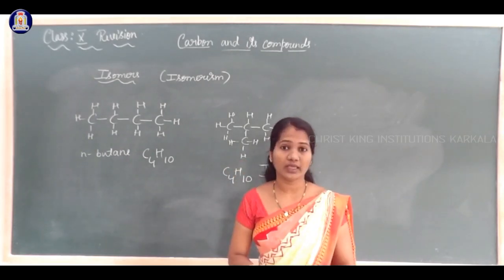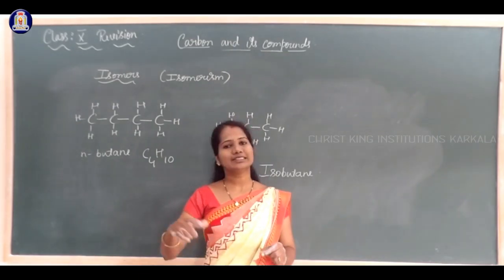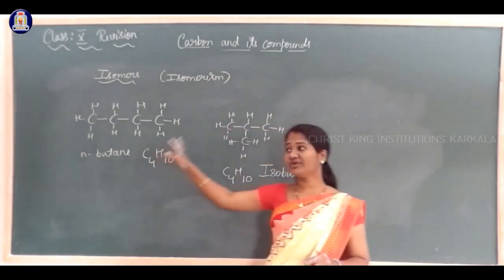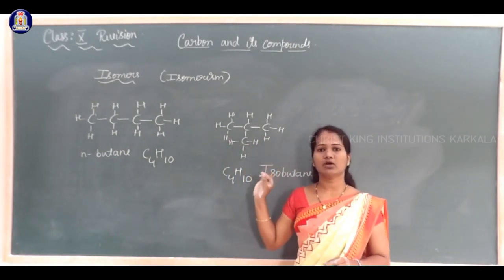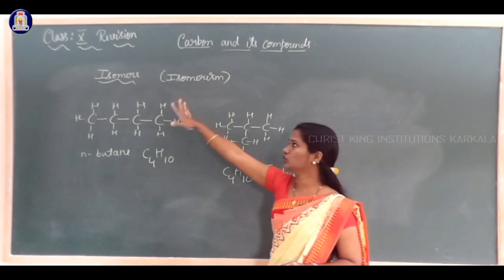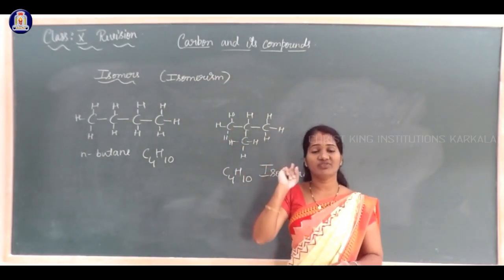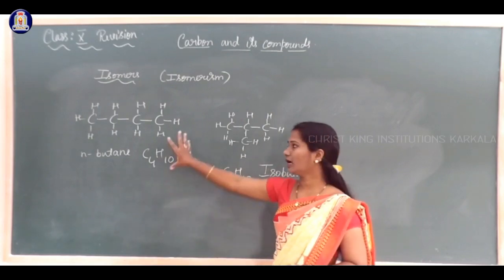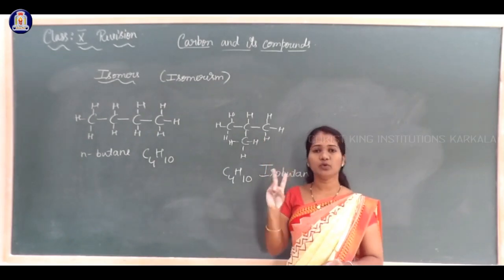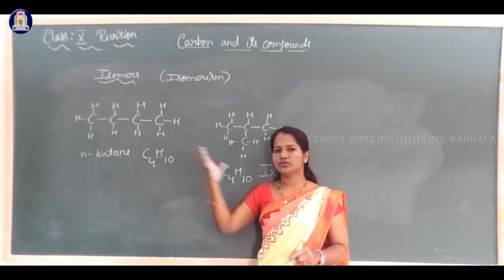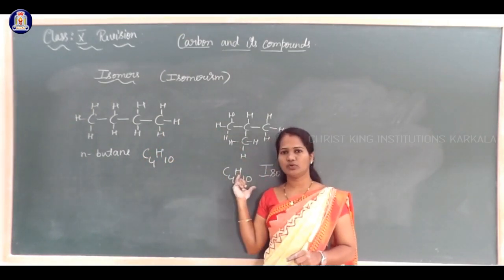What is isomerism? The phenomenon of compounds showing the same molecular formula but different structures. It is a phenomenon of different structures, called isomerism. Isomers, isomerism. Butane is the simplest or the first compound which has isomers. There are two isomers for butane. We can write two isomers for butane: N-butane and isobutane.